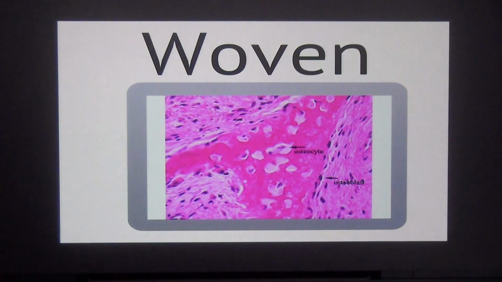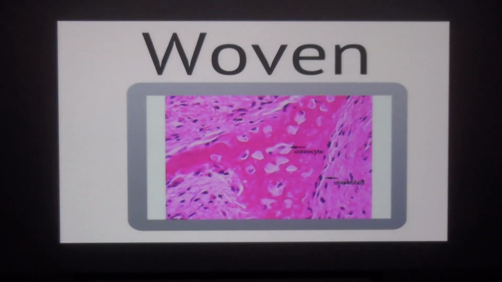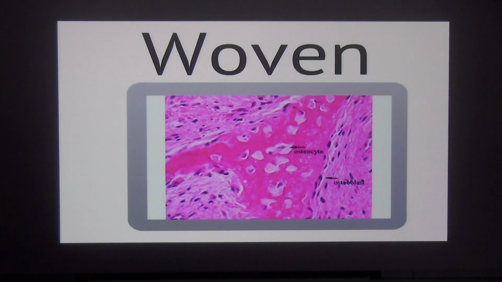Okay. And then there's woven bone, which I'm not going to get too much into. Woven bone is still the same collagen type 1, the same substance. What's the difference between woven and lamellar? It's messy. If lamellar bone is lots of carpets laid on top of one another, what would woven bone be? Like a ball of wool.